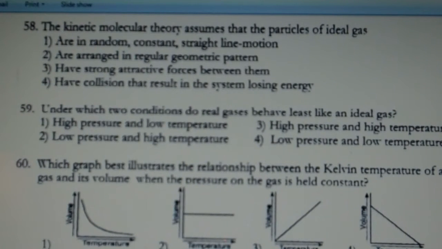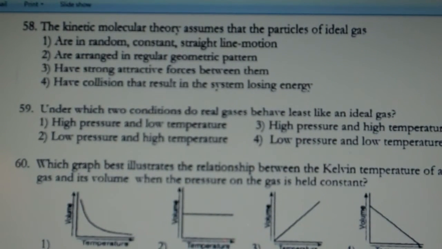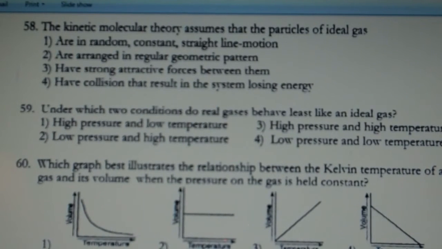In question number 59, it's talking about conditions where you have a real gas, so it's least likely to behave like an ideal. Therefore, you're talking about particles that are closer together. In order to get particles closer together, you've got to squeeze them together, so usually you're going to have high pressure, and the temperature is also going to be low. So the answer for number 59 is 1.